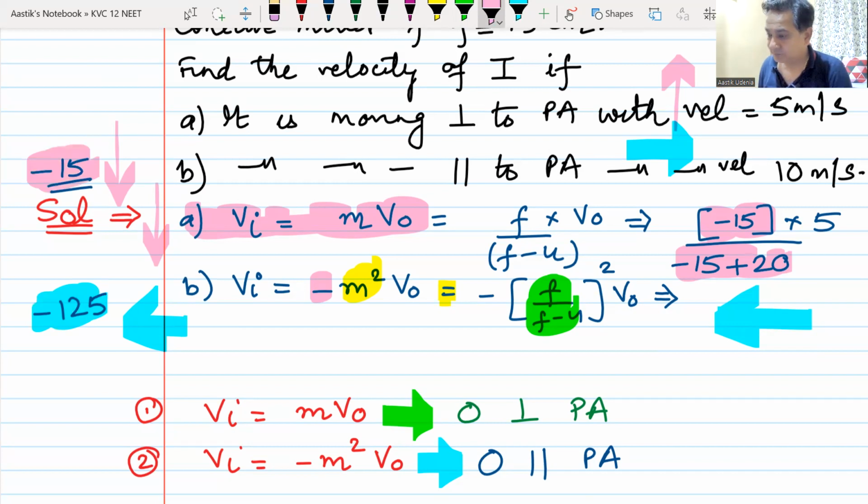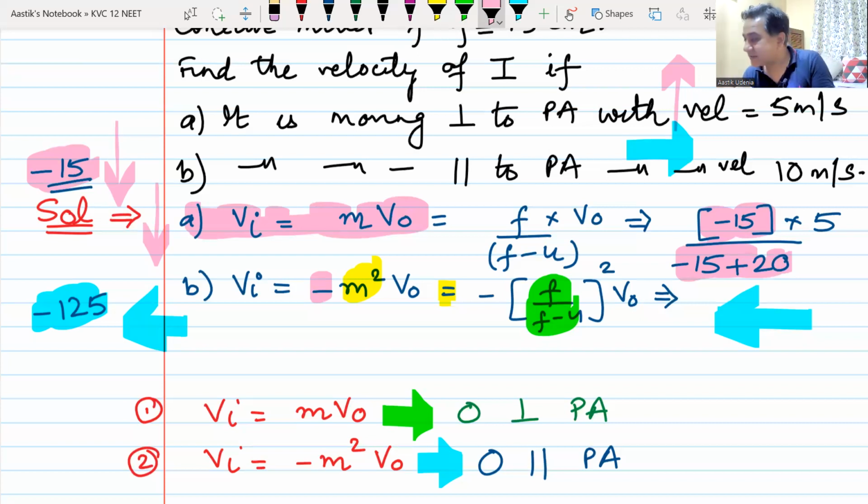In the first case, we got the same answer, but the second one was wrong, sir. Why? What was wrong? The calculation, sir. We took minus 15 square, then minus 15 ka square, then plus 20 ka square. To do it, first calculate minus 15 by 5. Yeah, that is minus 3.